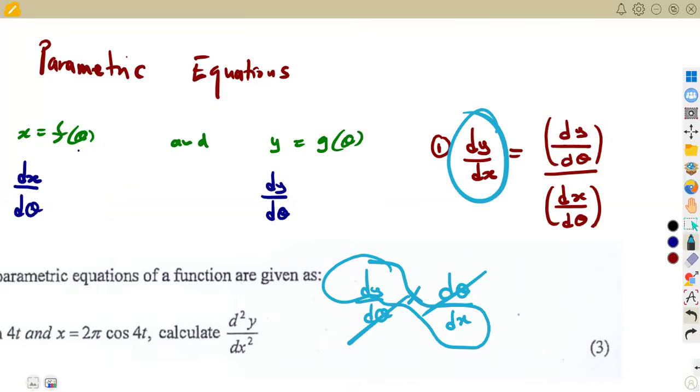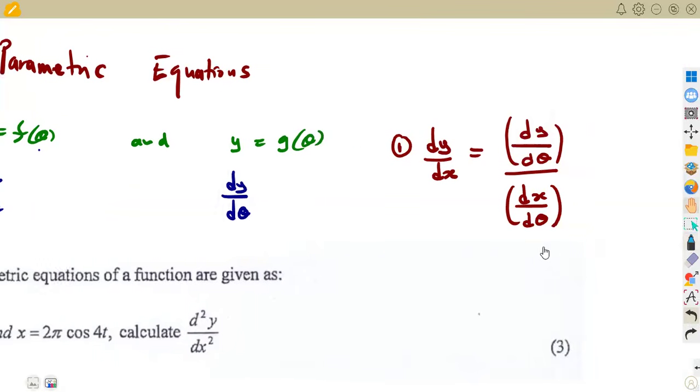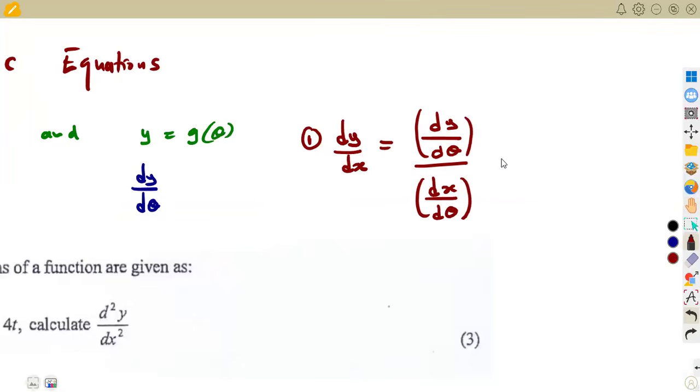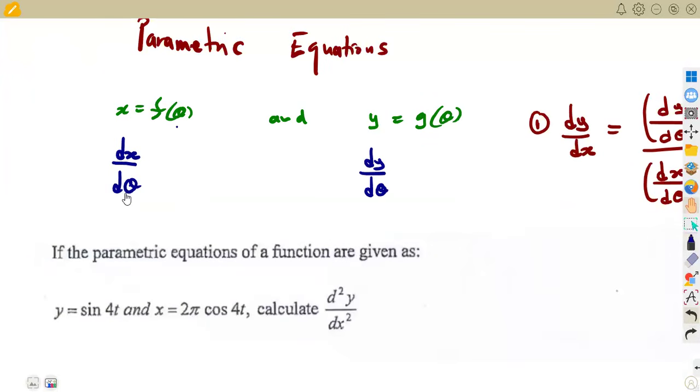So instead of writing it as a division, I can even write it as a product: dy/dtheta times dtheta/dx. The moment I multiply, I interchange. So it will be dtheta/dx. It is just one and the same formula. It depends on how you want to apply your formula, but it's one and the same thing. Here it's easier because there is no need for you to interchange anything. As you can see, this is dtheta/dx, not dx/dtheta. Here you've got dx/dtheta.